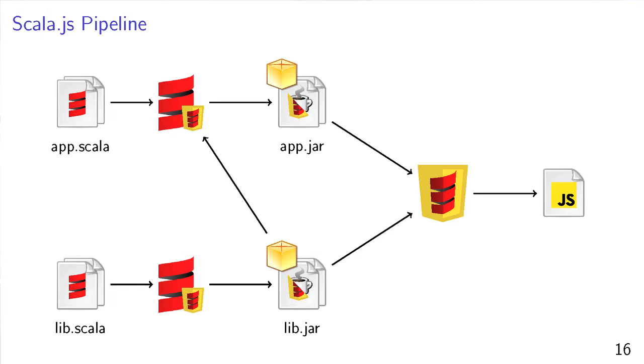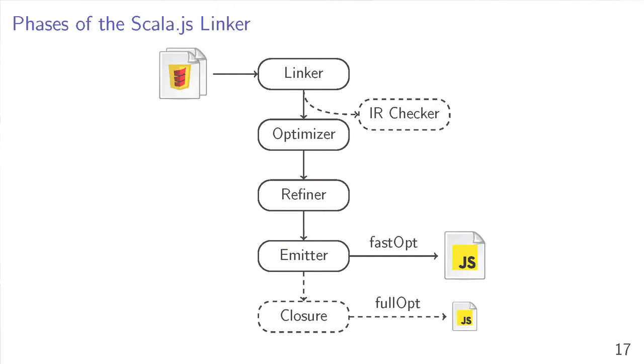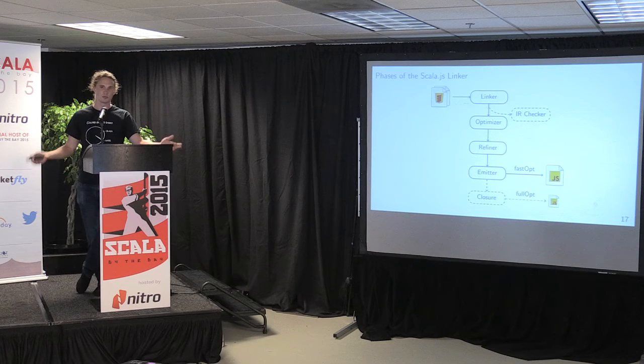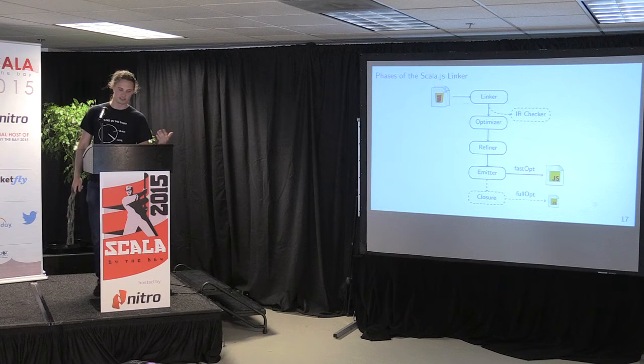These are the phases of the linker, right? So we feed in the IR. This now is the IR of both the library and the application. This is all the IR you need, just like the class path you would have on your JVM, right? The linker assembles all the classes you need to run your application, right? So it figures out which are the classes you actually need, and it reads those files.